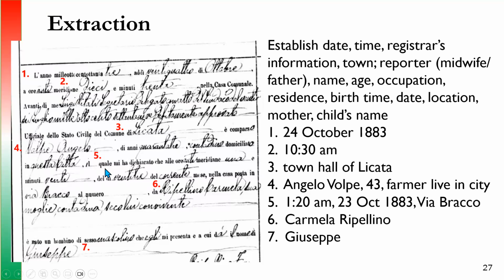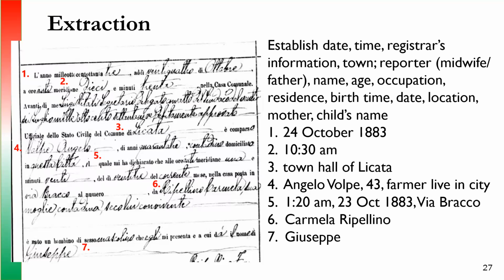And then down here on number 5 that I have listed, this is the actual date of birth, okay? If it's different from the date of registration, which it normally is, it's going to list the time, the date, and the street that the child was born. So in this particular instance, it's saying 1:20 a.m. in the morning, on October 23rd, so the day before, is when Giuseppe was born, okay? And that's really all I need to know, unless I want to know that Via Bracco, which is Bracco Street, is where he was born.